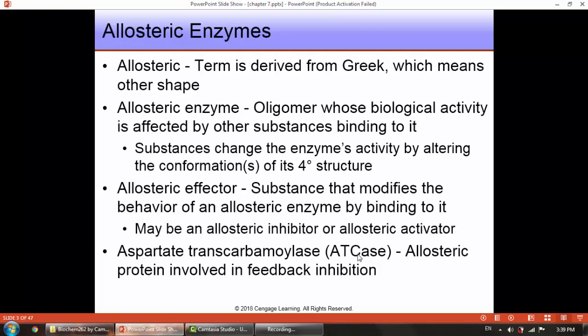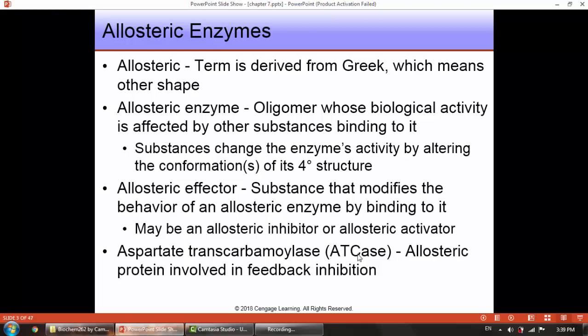Now, to talk about allosteric enzymes. In the previous chapter, we talked about enzymes that obey the Michaelis-Menten kinetics, where they produce a hyperbolic type of curve when we plot velocity versus substrate concentration. But today we want to talk about other enzymes, allosteric enzymes, that behave differently, enzymes that give us the sigmoidal type of curve when we plot velocity versus substrate concentration.